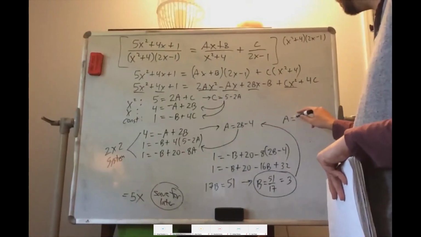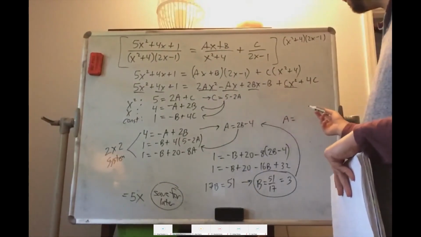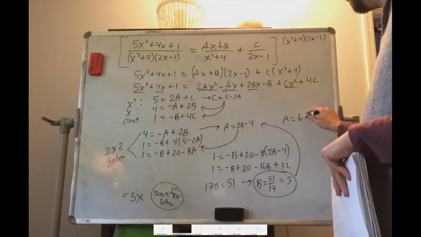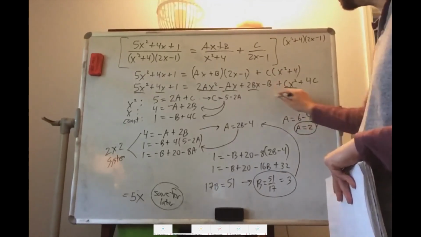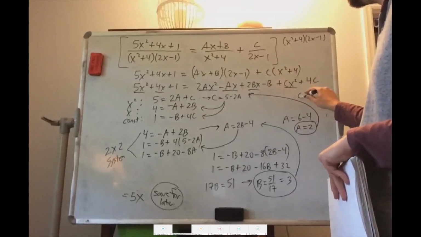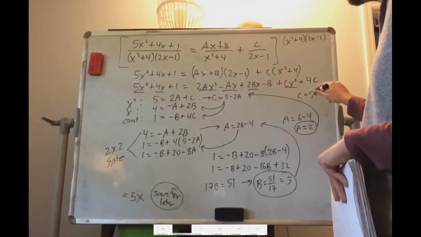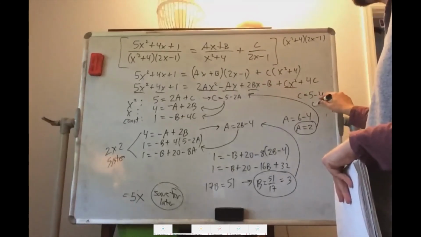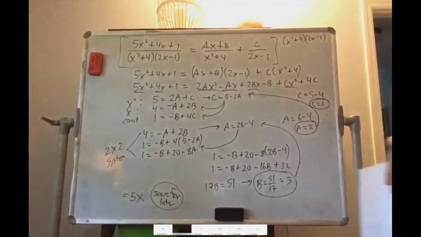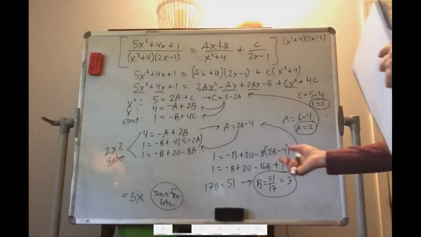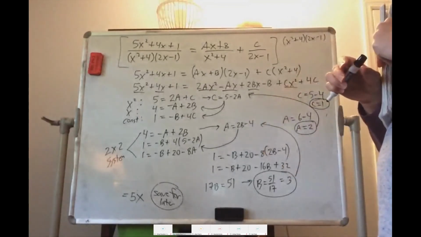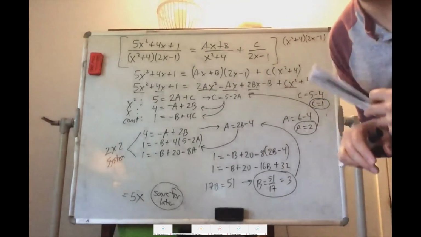Now I can work my way back up the line. a has to equal 2 times 3, which is 6, minus 4. So a is equal to 2. And working back up the line still, I get that c is equal to 5 minus 2 times 2, so 5 minus 4, c is equal to 1. So I've solved the system. Of course, what's left over is I still have to actually do the integral.